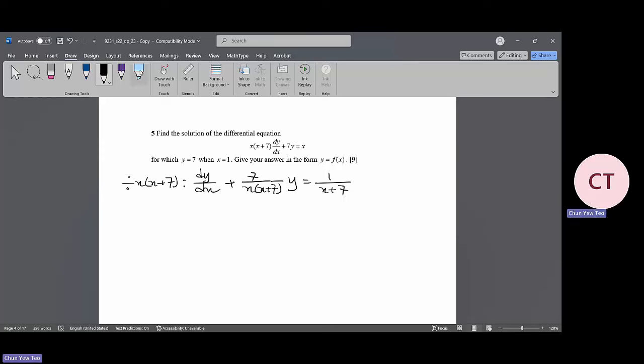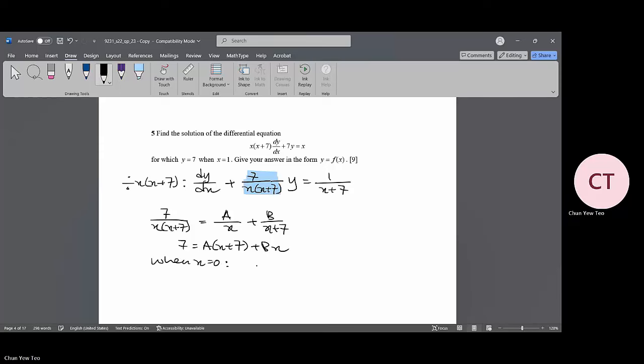Now, to find the IF, we need to take this one out. We need to integrate them, and to integrate them, we need to do partial fractions. So this one, we just take it out over here. Just spend some time over here to do the partial fractions. So 7 is equal to a(x plus 7) plus bx. When x equal to 0, a is equal to 1. When x is equal to negative 7, b is negative 1.